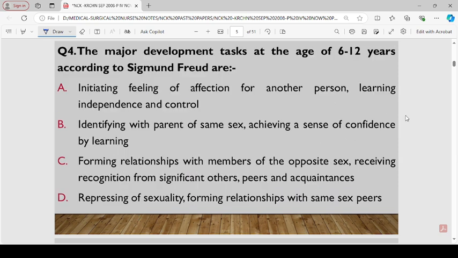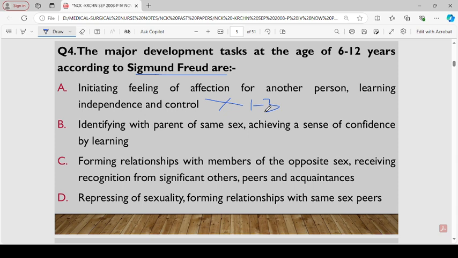Question number 4. The major developmental tasks at age 6 to 12 years according to Sigmund Freud are... Alright guys, looking at option number 1, initiating feeling of affection for another person. This will mainly occur in the anal phase, around 1 to 3 years, right? This is where this is likely to occur. So this is between 1 and 3 years, the anal phase.